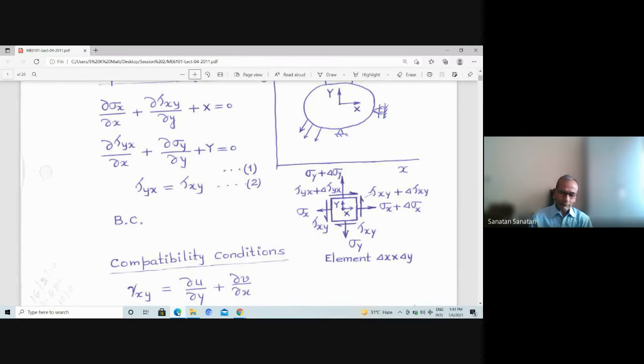So here also it is in the same way. In this problem, you see that we have three unknown stress functions, sigma x, sigma y, and tau xy, but then we have two equilibrium equations. The problem is statically indeterminate. So this problem is statically indeterminate. Then how do you overcome?